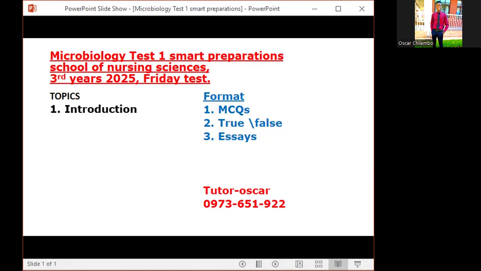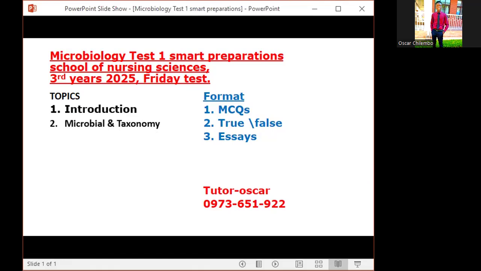So Koch's postulate, you need to know all those steps of Koch's postulate because they can ask you to state those. There are about five major processes of Koch's postulate. So you need to know them in the introduction. So I feel for the introduction, that's all. So just know most of these things, the ones I've mentioned here, even the importance of microbiology in the introduction. Okay, by then you would have done most of the things.